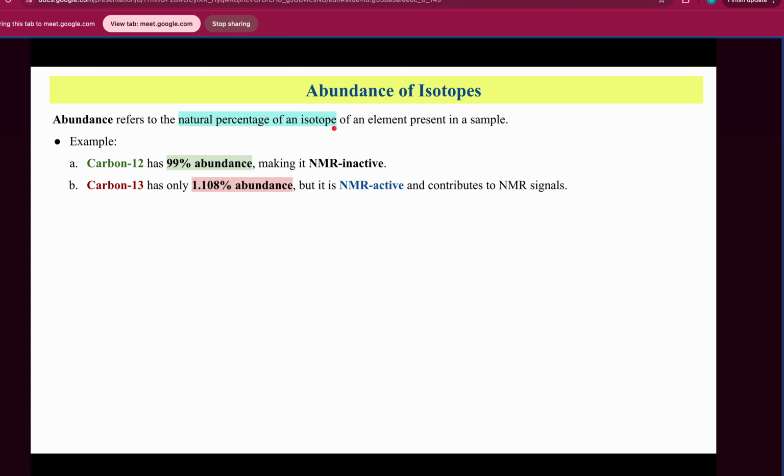of that particular isotope. So for example, carbon 12, which we have seen, which is NMR inactive, that is 99% abundant, which means if you observe 100 atoms of carbon, then 99% of them will be carbon 12. And there is only a 1% chance that you will find the carbon 13 isotope. So it has low abundance; although it is NMR active, it will contribute to NMR signals, but those signals will be very weak due to its low abundance.